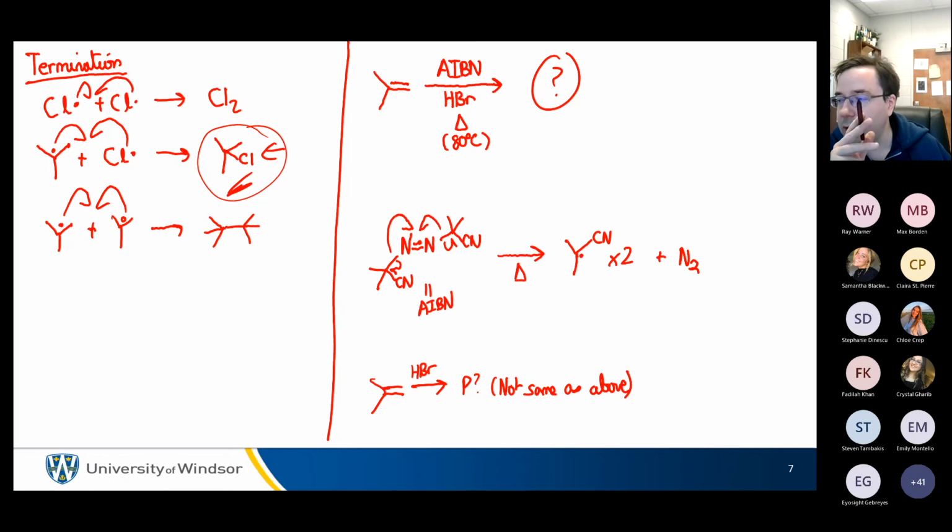Are we required to provide all these ways to get rid of the radical? Yeah, there's always going to be 3. Because you're always going to have 2 radicals in your propagation, and so you're always going to have 3 ways to kill them. Yes, you are required.